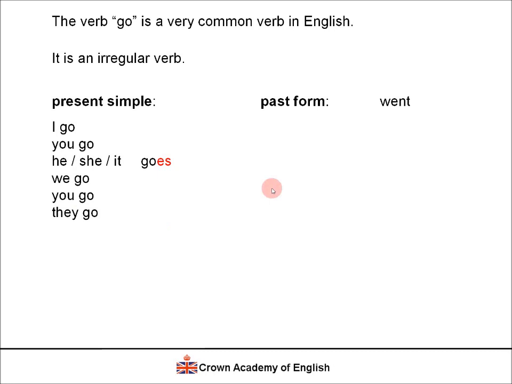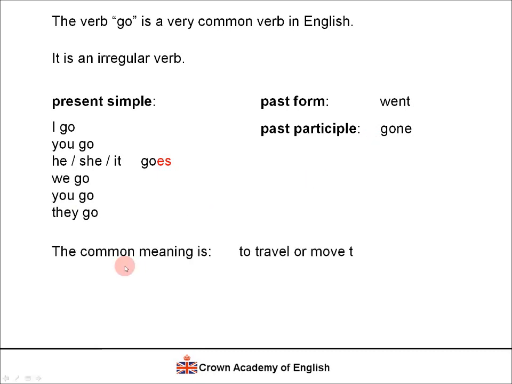And the past form, past simple, this is where it is irregular. So the past form is went. For example, yesterday I went to school. And the past participle is gone. So for example, in the present perfect tense, we would say, I have gone to school.